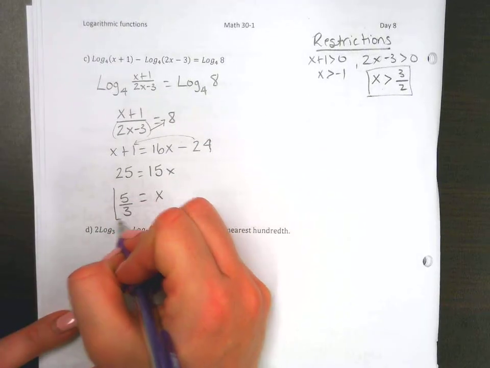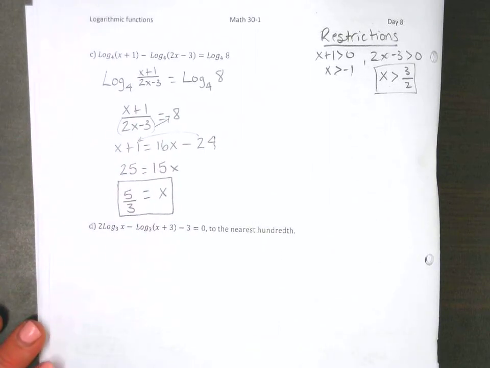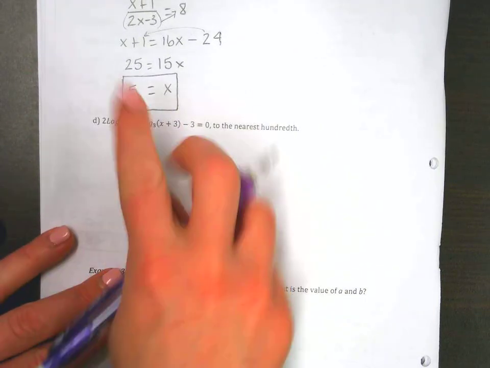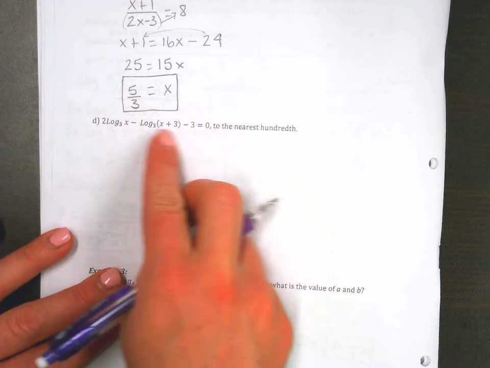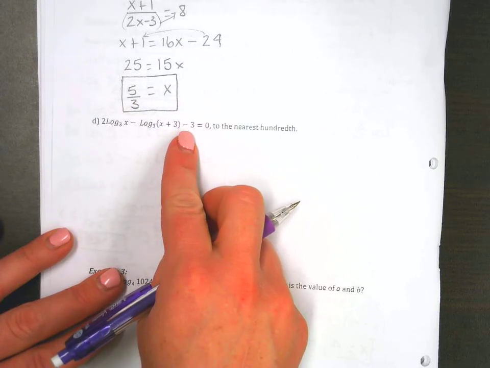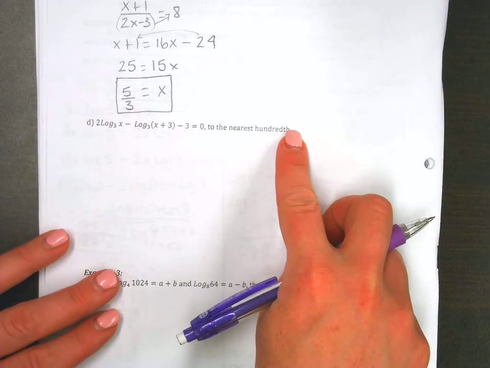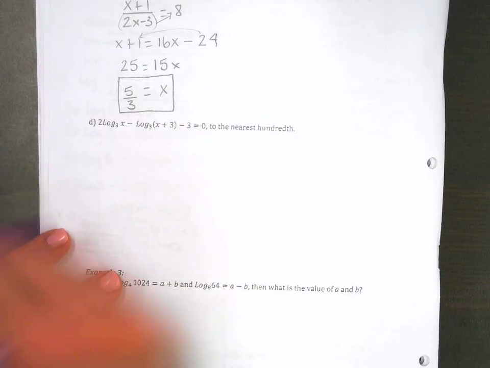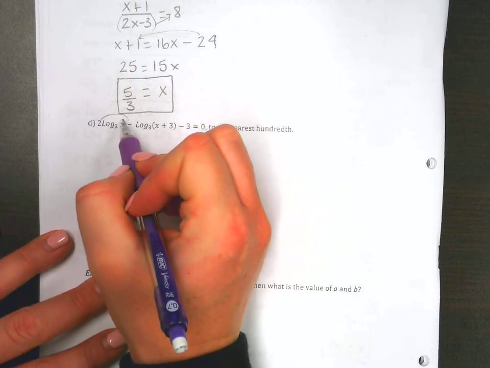All right. Question D. Again, a little bit trickier. So given the following, 2 log base 3 of x minus log base 3 of x plus 3 minus 3 is equal to 0. And we are solving this to the nearest hundredth. Okay, so this kind of tells me that it doesn't necessarily work out to be an exact value. So first thing I'm going to do is move this coefficient of 2, so I'm going to use my power law. So this becomes log base 3 of x squared minus log base 3 of x plus 3.